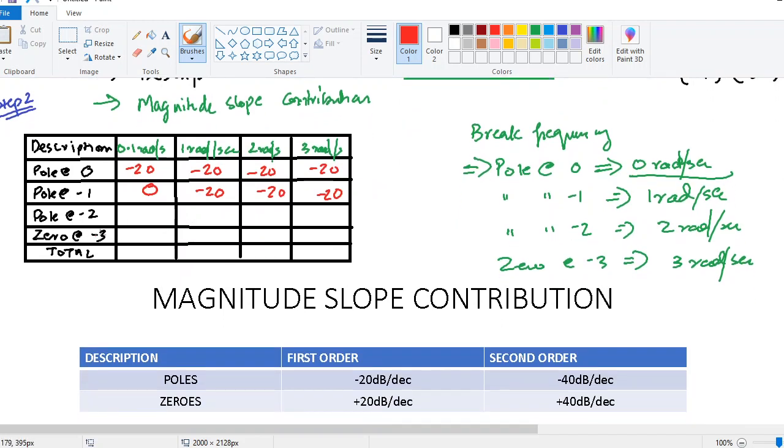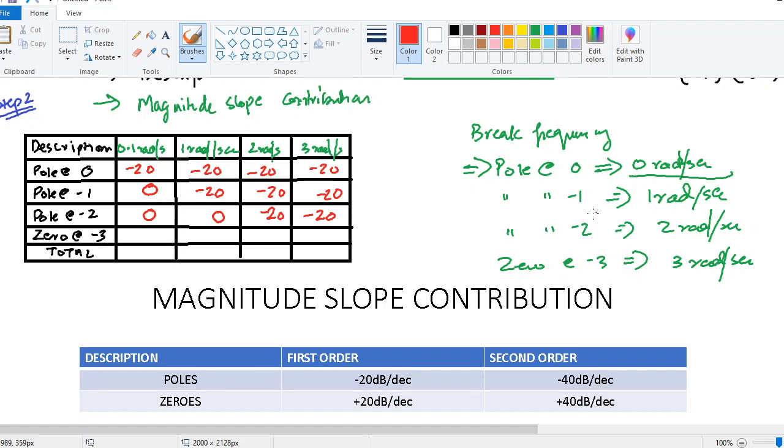Then the pole at minus 2. The pole at minus 2, it's a first order term. Its break frequency is 2 radians per second. So nothing happens to it at 0.1, nothing happens to it at 1, but at 2 radians per second it breaks at minus 20 because it's a first order pole term. So minus 20, and it continues all the way.